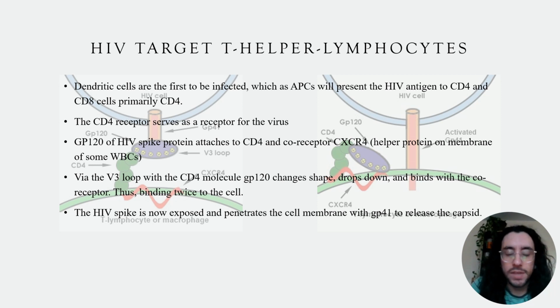the CD4 and then will change shape and via the V3 loop attach to a co-receptor CXCR4, which is a protein found in a plethora of cells. And this will expose GP41, or glycoprotein 41, to release the capsid into the cell.